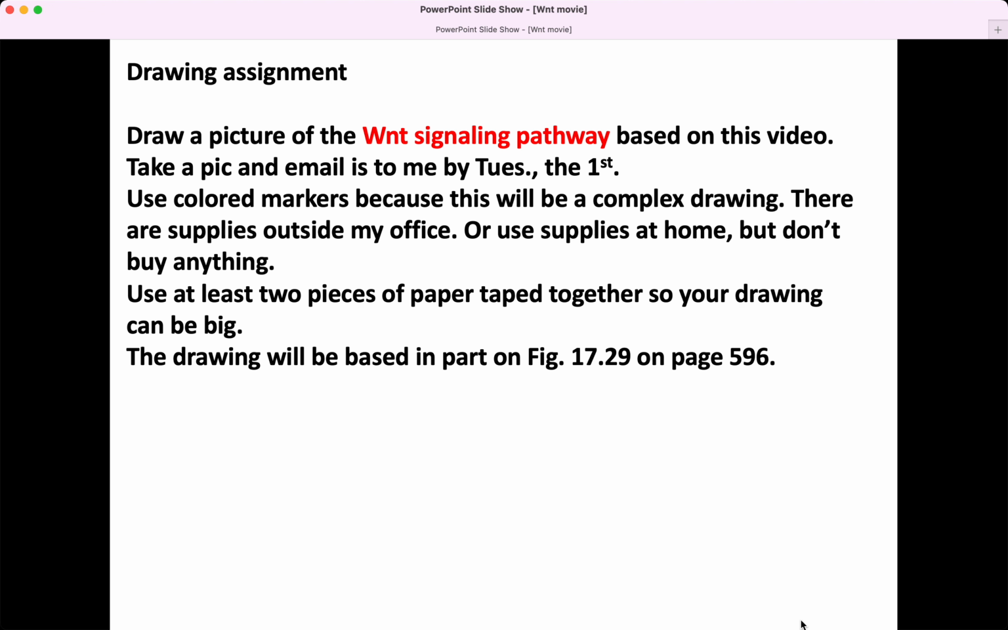Use colored markers. You'll see it's going to be a very busy drawing, and it's a very important drawing. This is comparable to our clay model video that we started our course with. It'll be a complicated drawing.